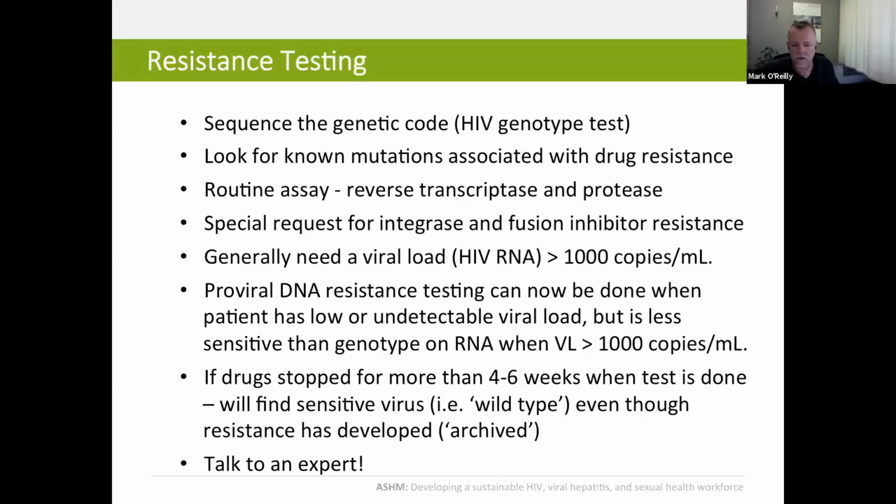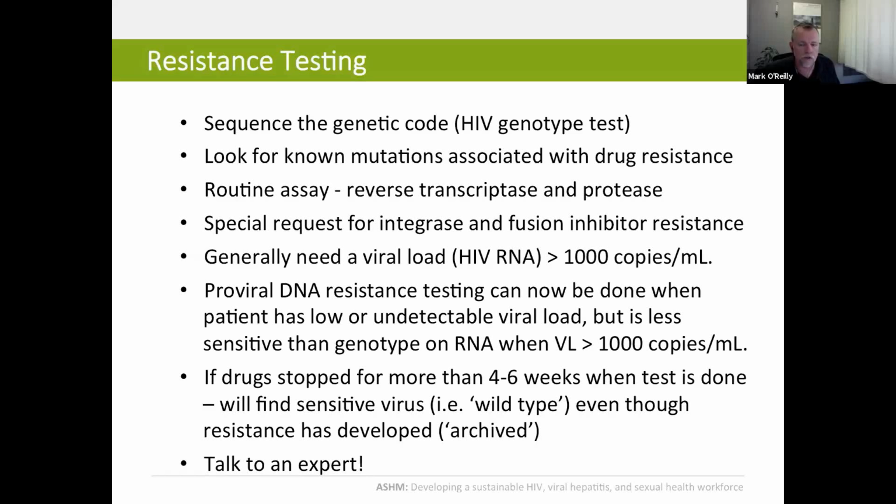So you can get resistance to a number of drugs within a drug class. Resistance testing is now standard of care. What are we doing in an HIV resistance genotype test? We're sequencing the genetic code of the HIV and looking for known mutations in that genome associated with drug resistance. When we order that test, usually we just get resistance mutations for reverse transcriptase and protease. That gives us information about resistance to the NRTIs, the NNRTIs and the protease inhibitors.